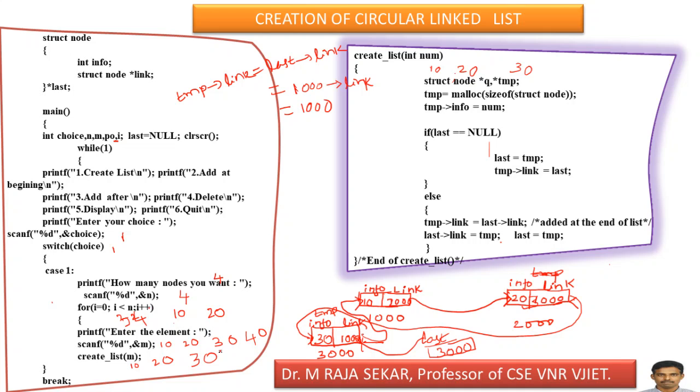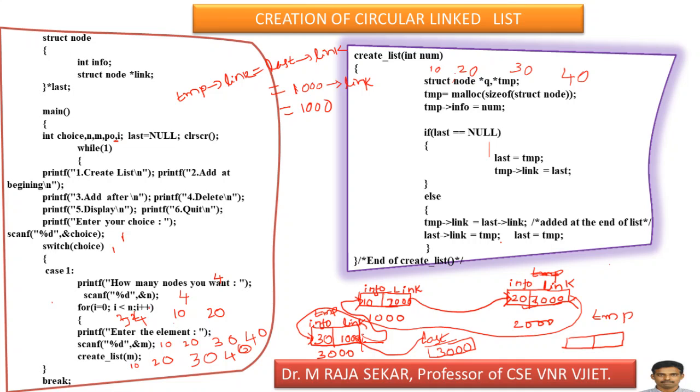That 40 will get stored in the place of m. Create_list of m, m means 40. Here I must say, let me say 40. struct node *q, *tmp. tmp equal to malloc sizeof struct node means internally what happens, a node will be created. Let me say this is my node tmp.